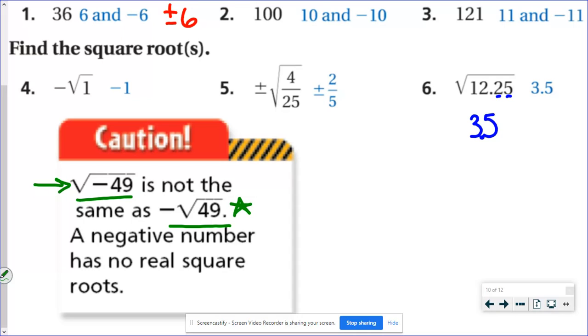Because remember, when we're taking a square root, we're undoing a square, which means I multiplied something times itself. If I multiply a positive times a positive, I get a positive. If I multiply a negative times a negative, I get a positive. There's no way to multiply a number times itself and get a negative. That just doesn't work. There isn't an answer for that.